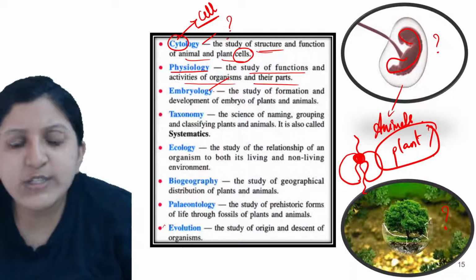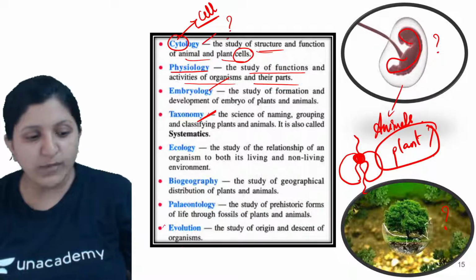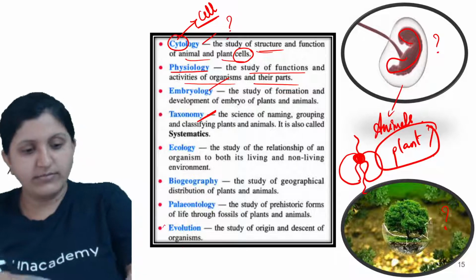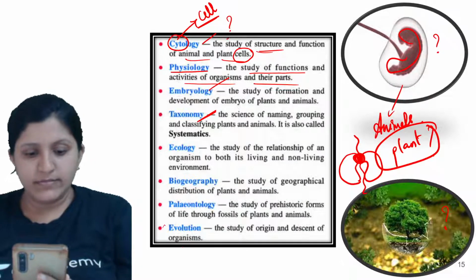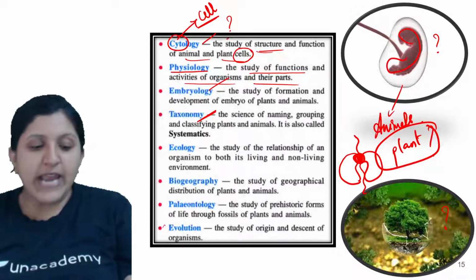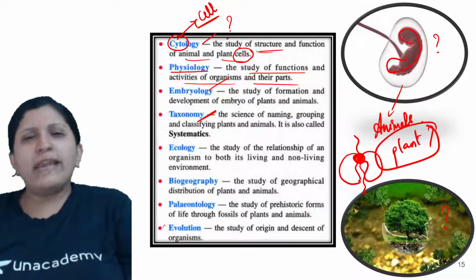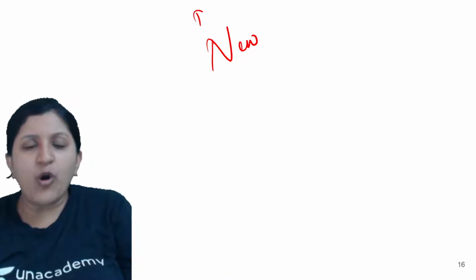Moving on to the next one, that is taxonomy. Any idea what exactly taxonomy is? Any of you? Okay, so taxonomy is the science of naming. Let's say you discover a new organism.